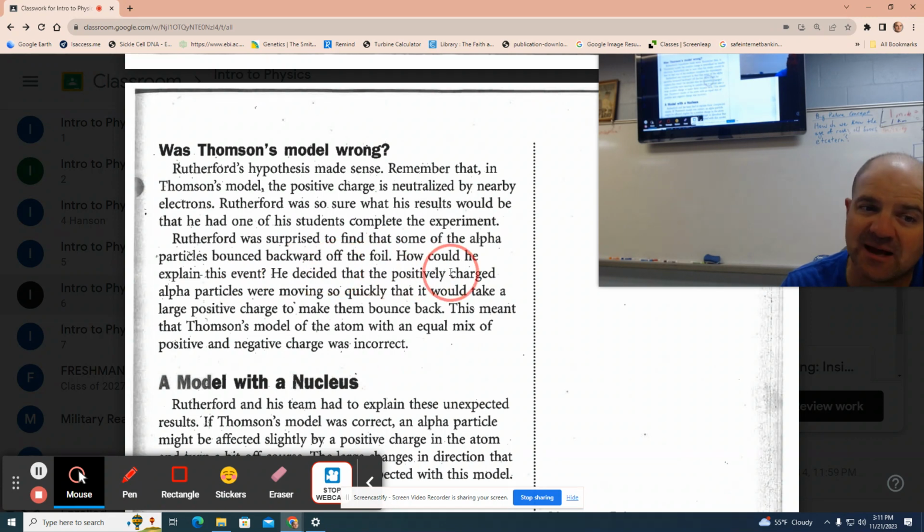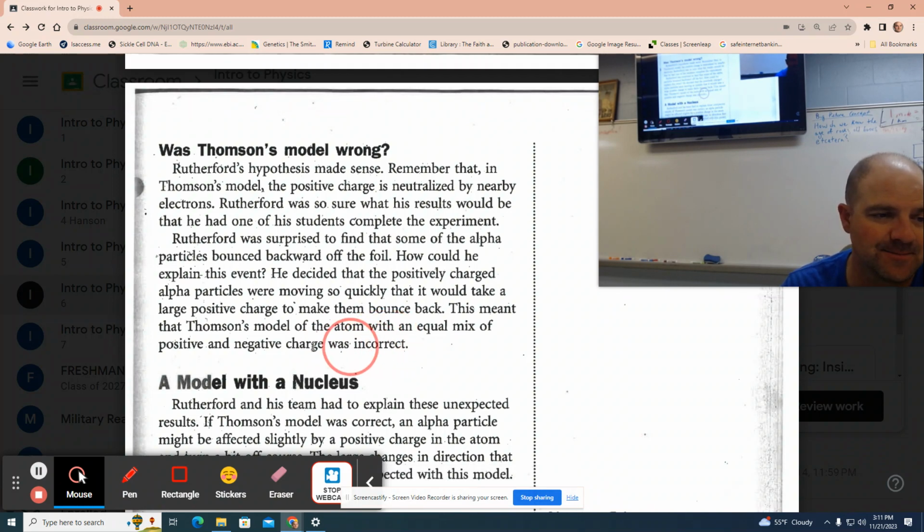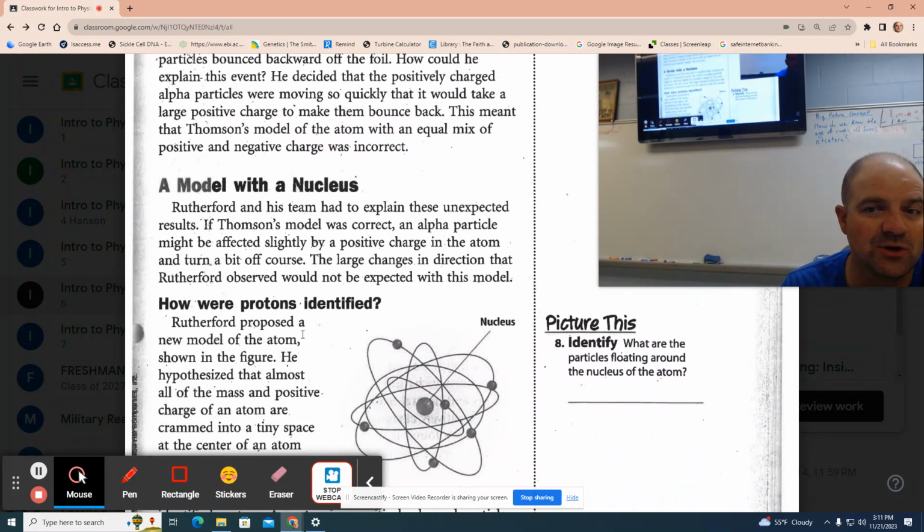He decided that the positively charged alpha particles were moving so quickly that it would take a large positive charge to make them bounce back. This meant that Thomson's model of the atom with an equal mix of positive and negative charge must have been incorrect. A model with a nucleus.